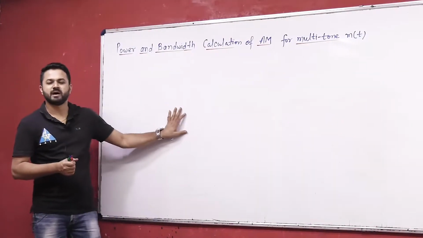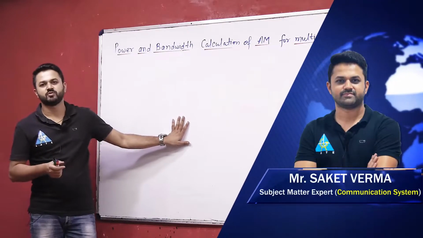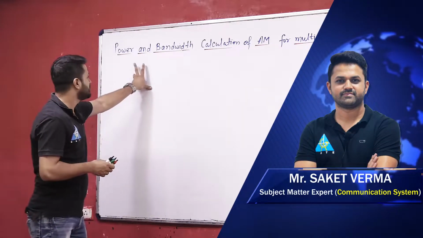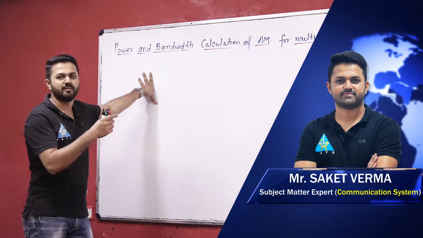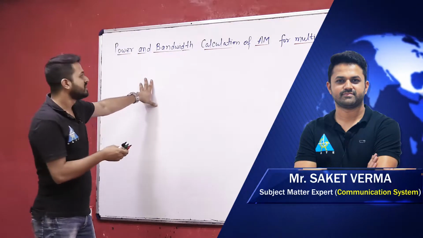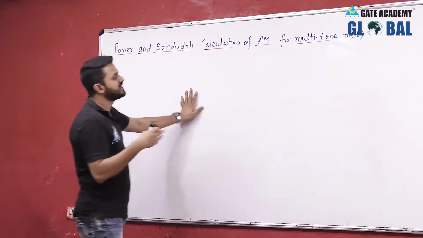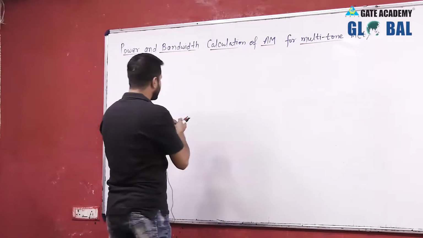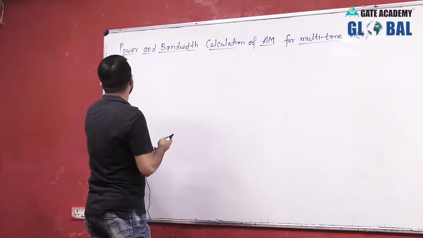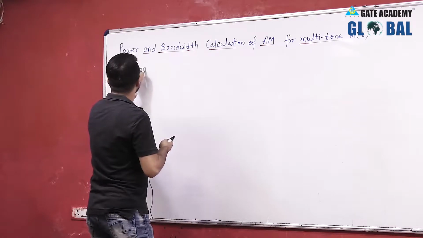So our next topic is power and bandwidth calculation of AM for multi-tone modulating signal. So we have calculated the power and bandwidth and power saving for amplitude modulated signal and its types. So let's see if the message signal has more than one frequency component, then how we can calculate the power and bandwidth. So the message signal is a multi-tone signal.